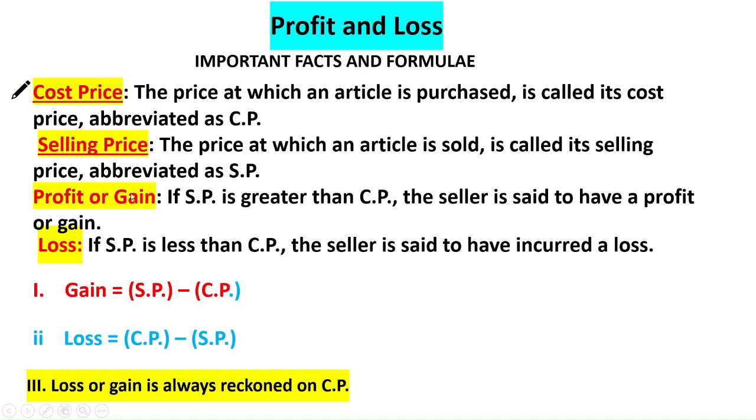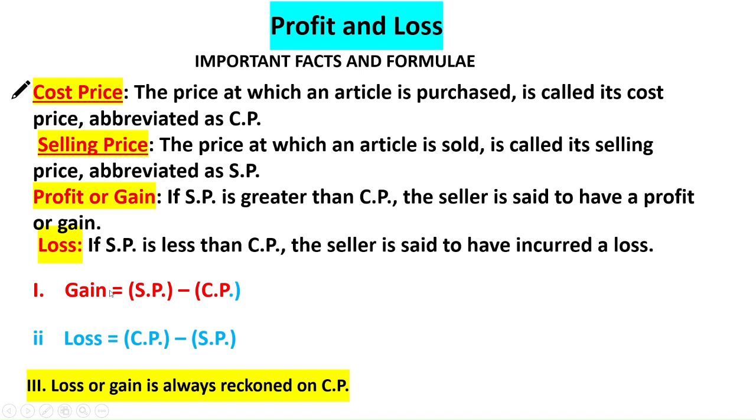Profit or gain. If SP is greater than CP, the seller is said to have a profit or gain. Loss. If SP is less than CP, the seller is said to have incurred a loss.